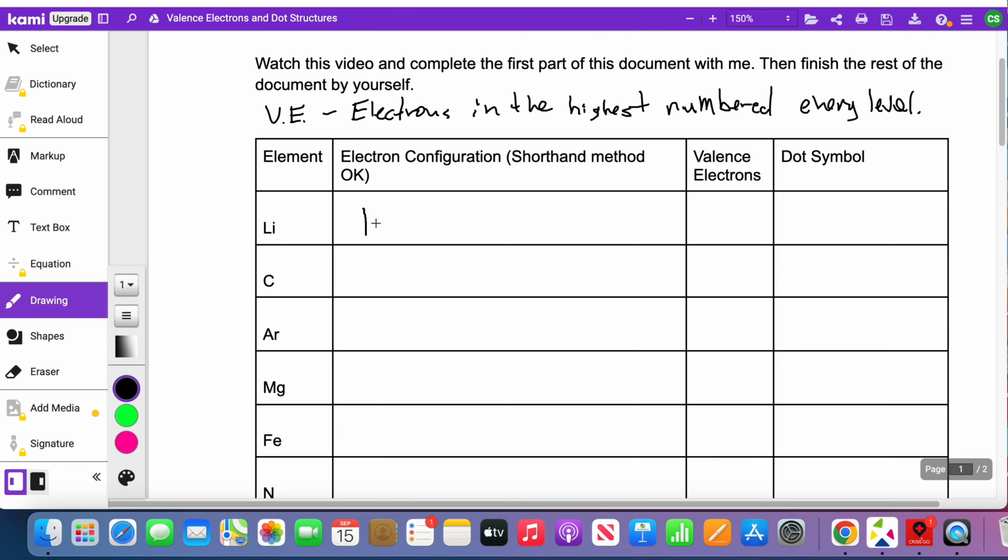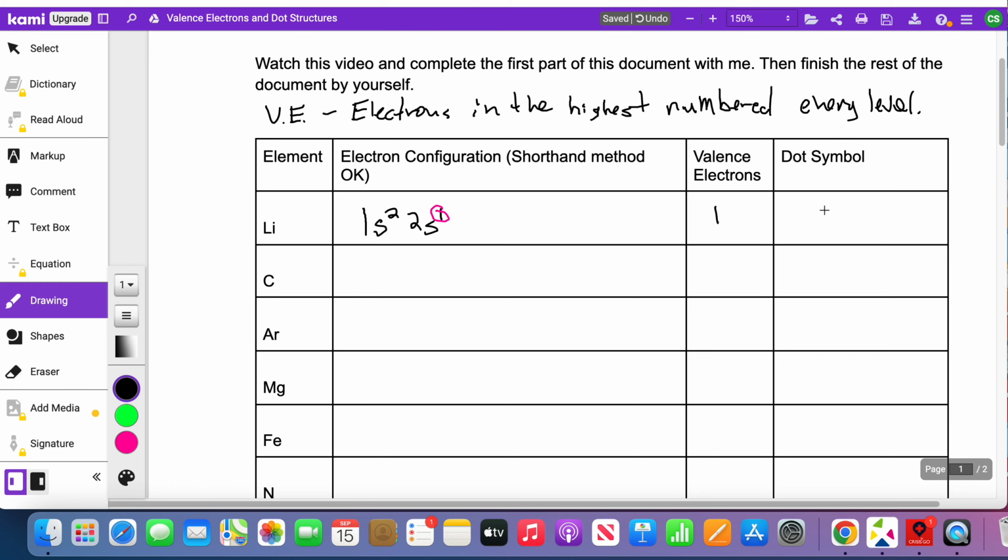So for lithium, it's going to be 1s2, 2s1. That's it. Three electrons, 2 plus 1 is 3. All right, now to figure out the valence electrons, we got to find the highest energy level. So is it 1 or 2? Well, it's energy level number 2. And we got to count how many electrons are in energy level number 2. And there's only 1. So lithium has 1 valence electron.